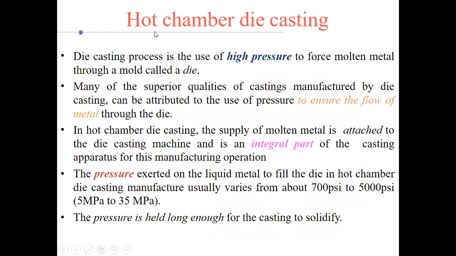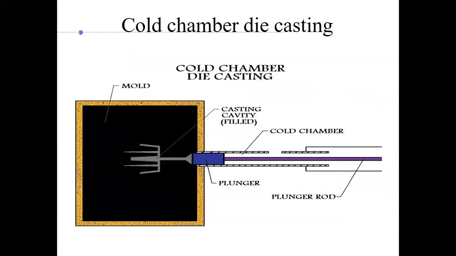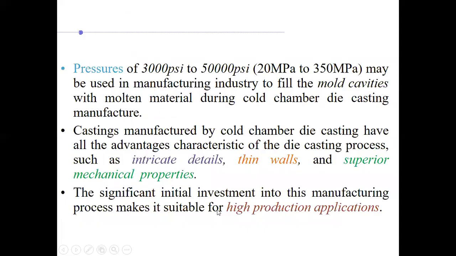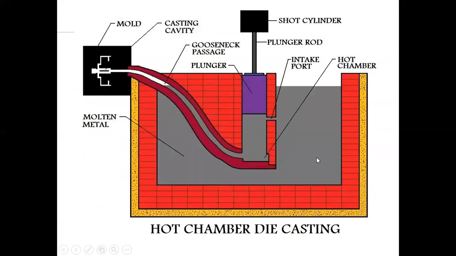What is the difference? If someone asks you what is the difference between hot chamber die casting and cold chamber die casting, it is based on this point. This is the point that differentiates: the supply of molten metal is integral to the casting apparatus. In hot chamber die casting, unlike cold chamber die casting, where the molten metal is filled from here and is melted somewhere else, it is not part of the casting apparatus. In hot chamber die casting, the supply of molten metal is integral to this casting apparatus. That's what makes this different.